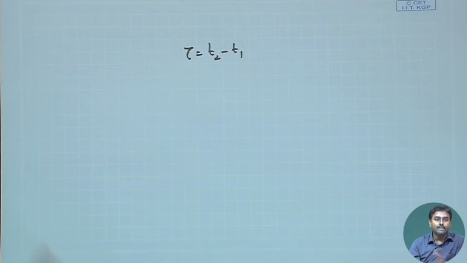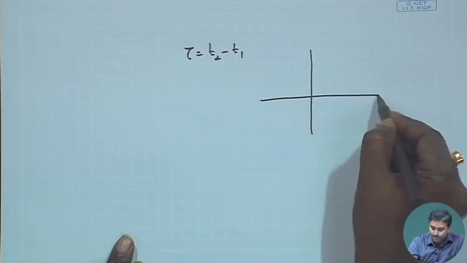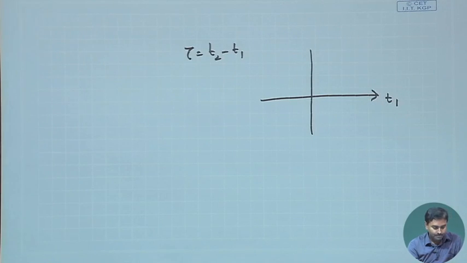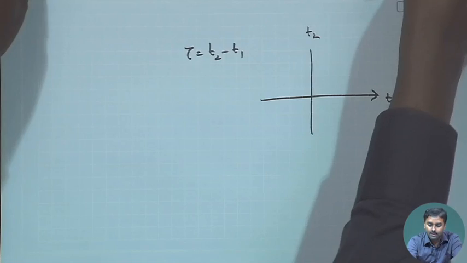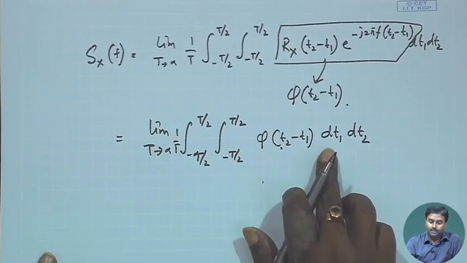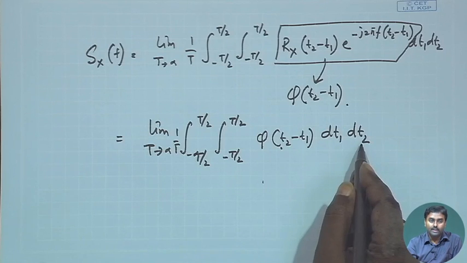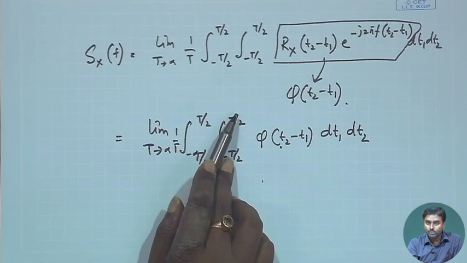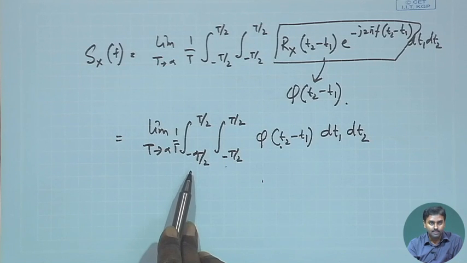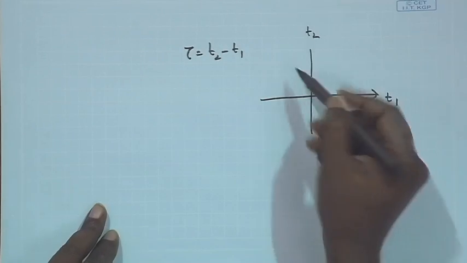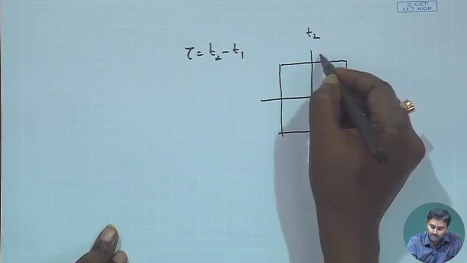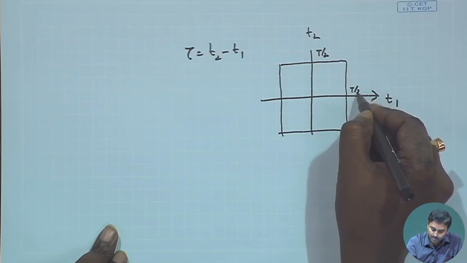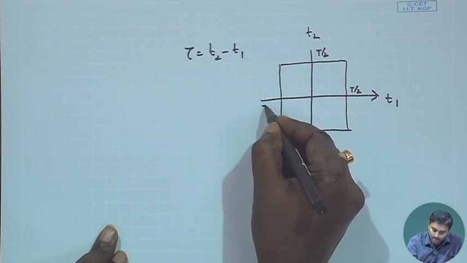Let us see how the integration variable changes. So, this was my t1 and this is my t2. The overall integration is happening over this box of dt1 dt2, where t1 is varying from minus T by 2 to plus T by 2 and t2 is varying from minus T by 2 to plus T by 2. So, it will be a box of size T cross T, which is something like this. Where this is plus T by 2, this is plus T by 2, this is minus T by 2 and this is minus T by 2, right.